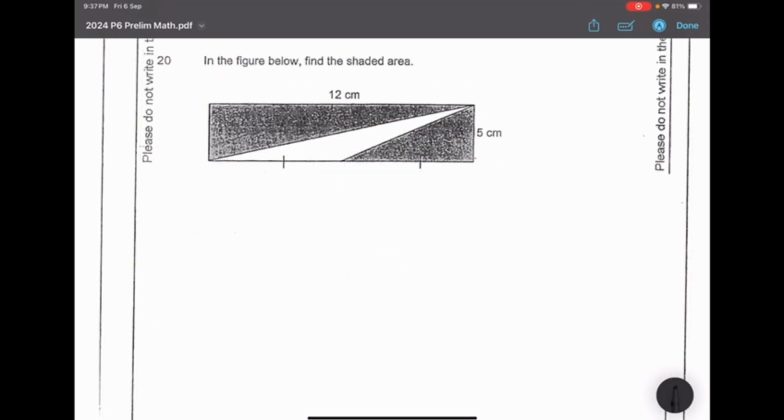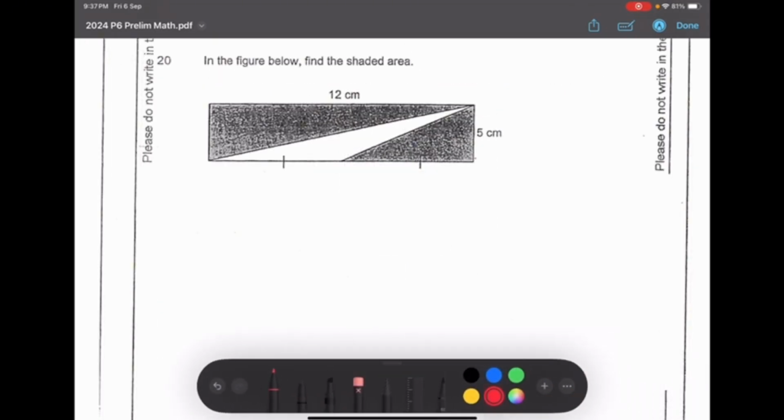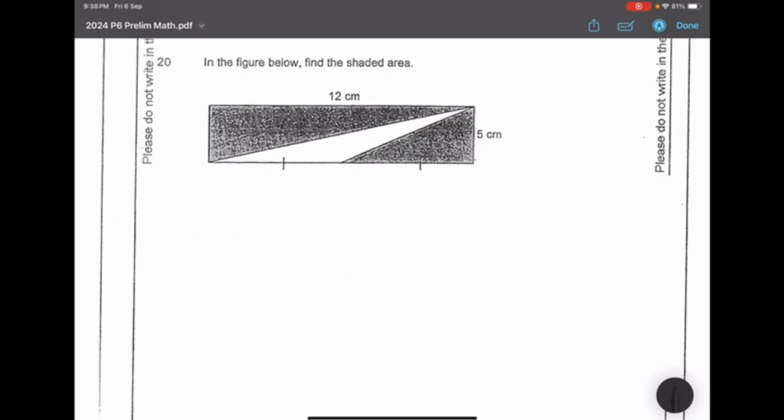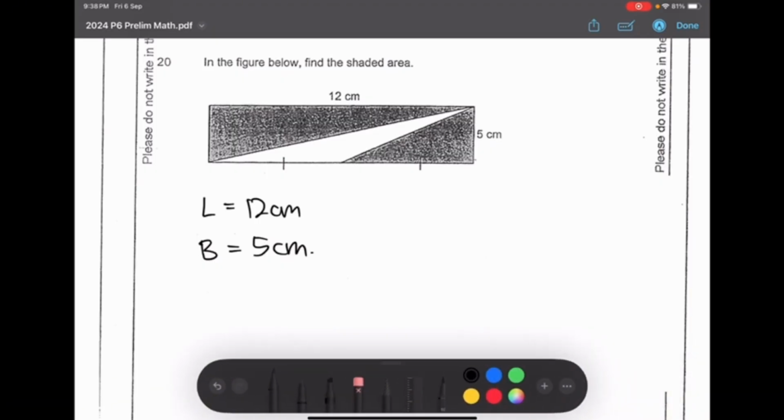Now moving on to question 20. What do we have here? We have a figure that is shaded on some parts and unshaded on some. Let's read the question. In the figure below, find the shaded area. We are given the length, which is 12 centimeters, and the breadth of the figure, which is 5 cm. And we are told that these two lines, which I'm going to represent in two different colors, are the same.